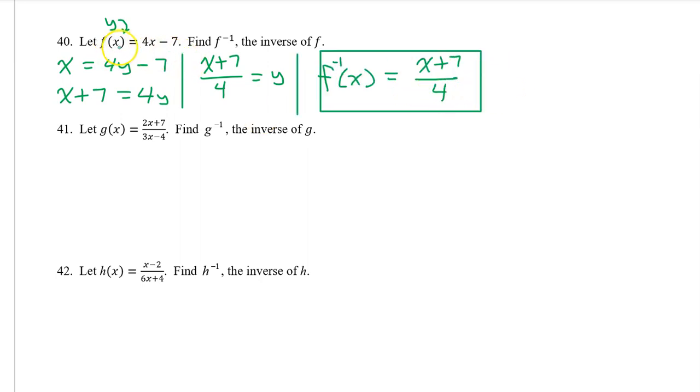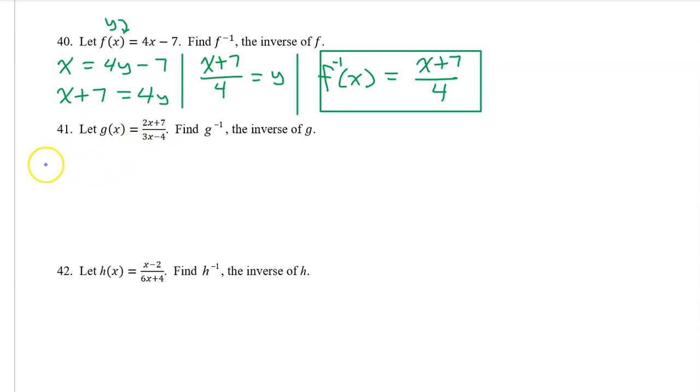Since the original function was called f of x, not y, we need to use this notation and write f inverse of x is equal to (x plus 7) over 4. Number 41. Finding the inverse of a rational function takes a few more steps, but the first step is the same. I'm going to view g of x as a y, and I'm going to switch the x and y.